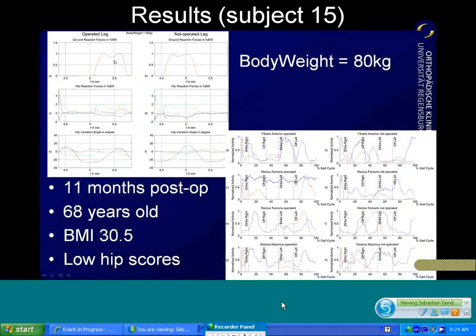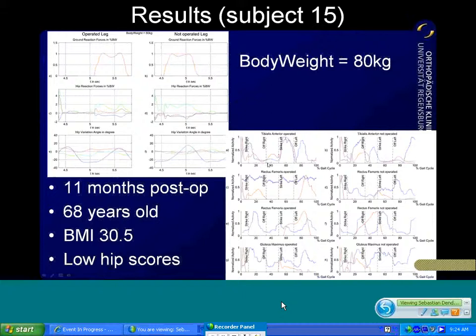Here the results of subject 15 are displayed. Again, you can see the red line which represents the ground reaction forces on the operated leg and on the not operated leg. Here we can see the hip reaction forces on the operated leg and the not operated leg and the hip flexion angles of the operated leg and the not operated leg. Subject 15 weighs 80 kgs. The gait analysis was carried out 11 months post-op. He was 68 years old, had a BMI of 30.5, and also had very low hip scores, similar to subject 4 actually.